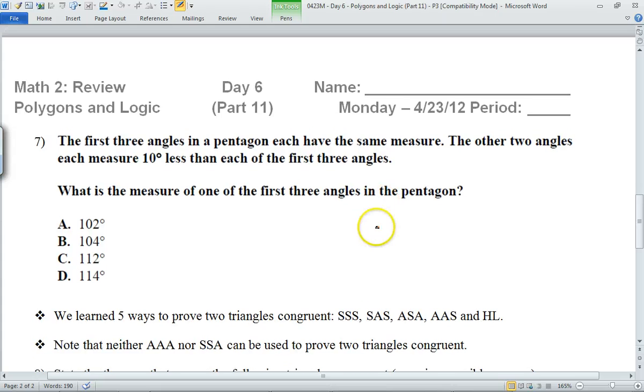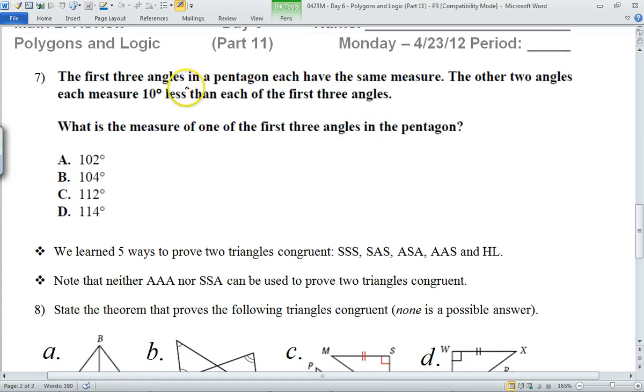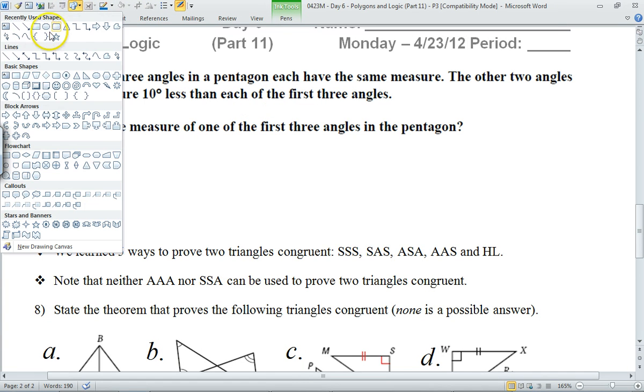Look at number 7. The first 3 angles in a pentagon have the same measure. I don't see any pentagon, so what am I supposed to do? Draw it. Everybody draw a pentagon right now, to the best of your ability.